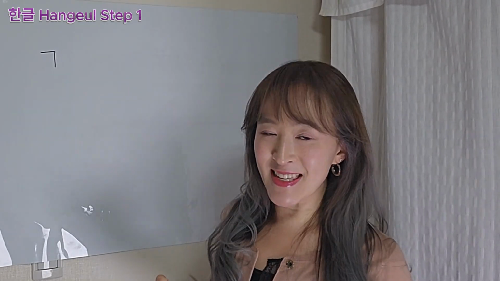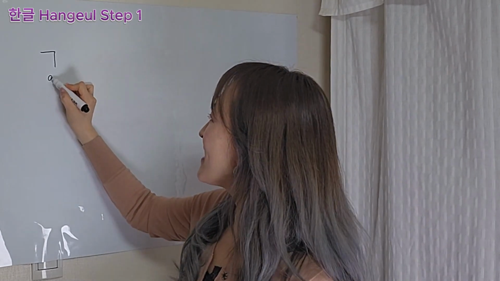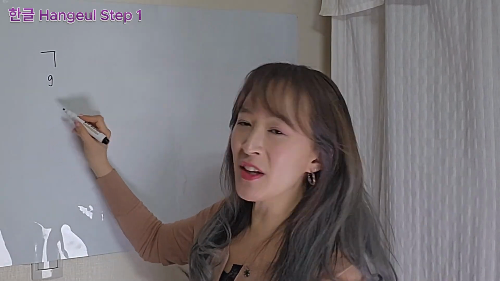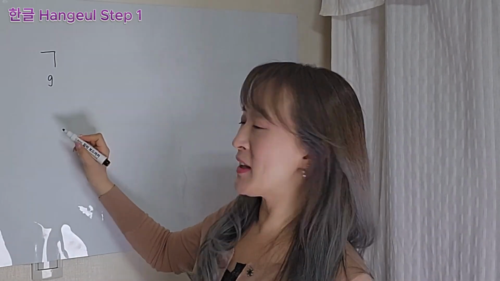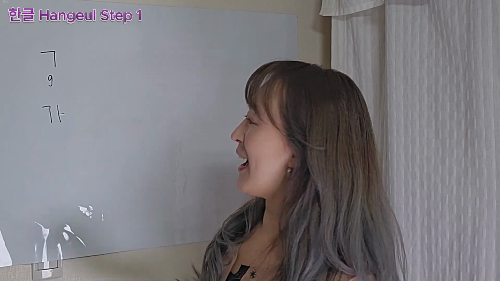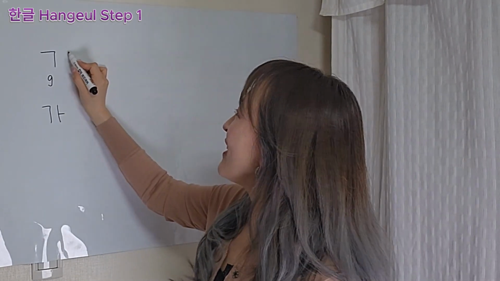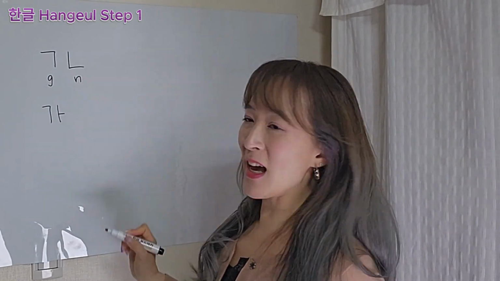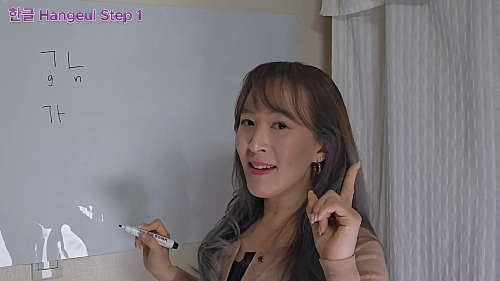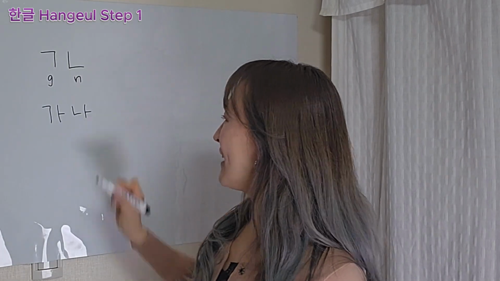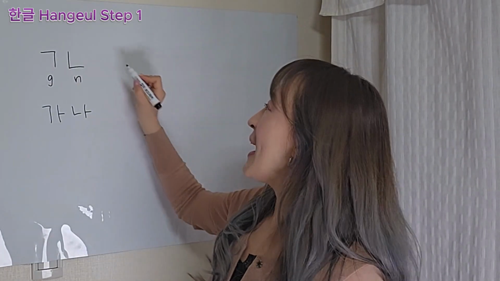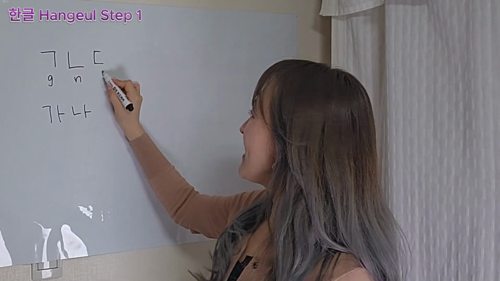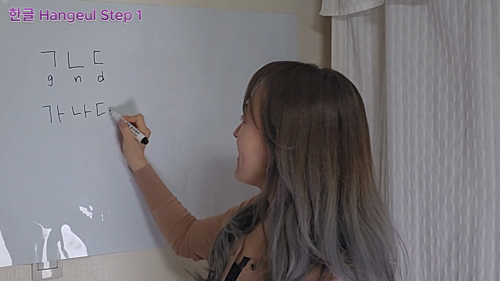기역. 기역 makes the g sound. And usually Korean kids learn it with the vowel ah, so we will do that too. So this one is ka, ka. And the next one is 니은, 니은, which makes the n sound. So that will be na, na. Na also means I. And 디귿. 디귿 makes the D sound, so da.